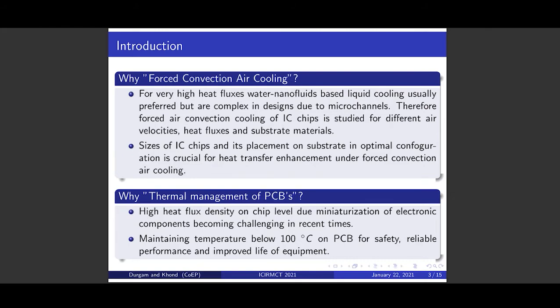And why the thermal management of printed circuit board? The first thing is heat flux density on chip level due to miniaturization of electronic components becoming challenging in recent times, and maintaining temperatures below 100 degrees Celsius on printed circuit boards for safety, reliable performance and improved life of equipment is necessary.